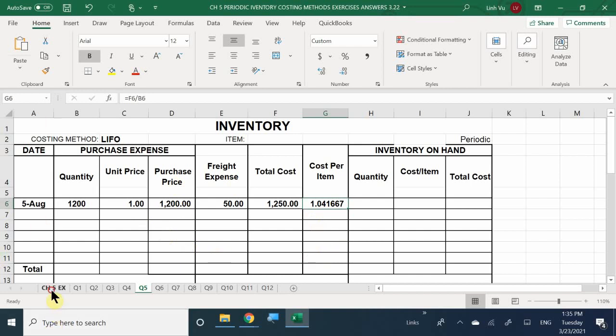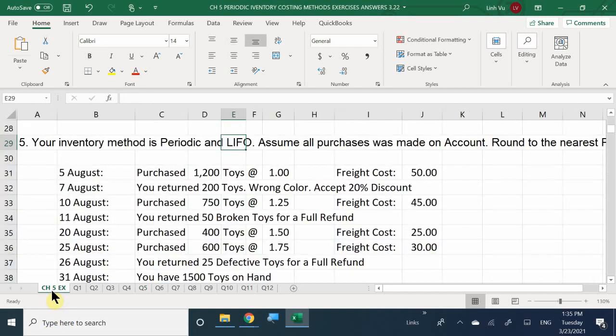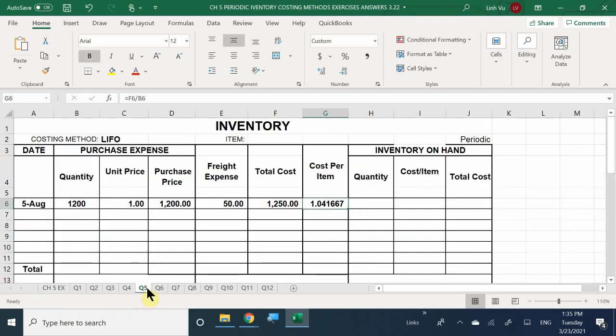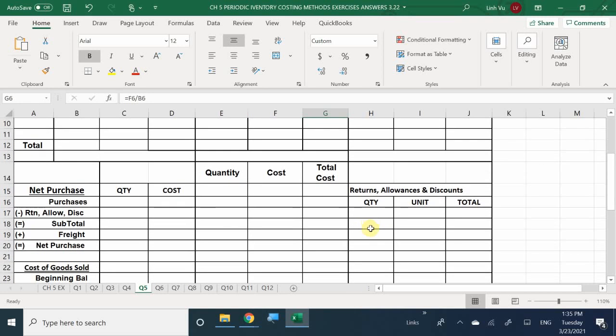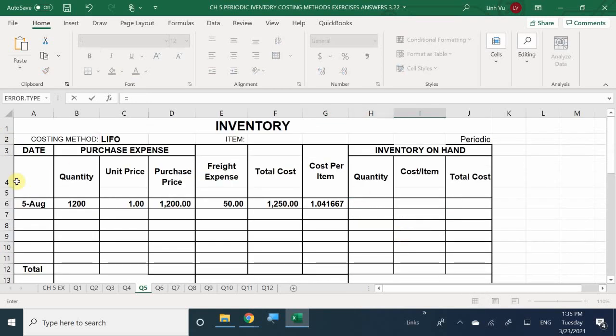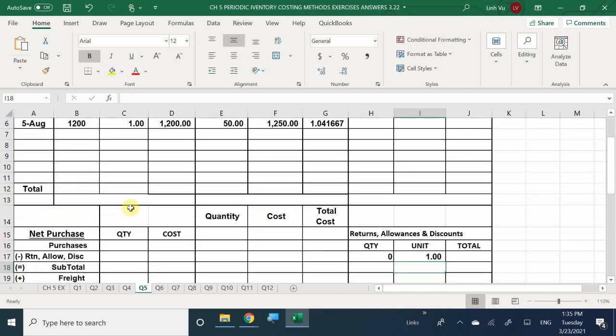All right. So then what happened next? You return 200. Okay. And you're willing to accept a 20% discount. So let's go ahead and figure this out. So did we actually return any items? No. No, we kept it. However, we need to also recognize that this belongs to this batch. We only have one batch and one batch only.